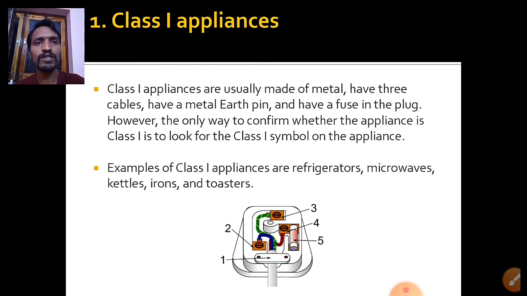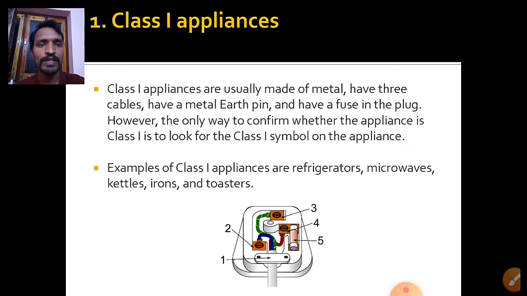Let us know about what class 1 appliances are. Class 1 appliances are made of metal and have three cables, a metal earth pin, and a fuse in the plug. This type of class 1 appliance has a metal frame, usually made of metals, and has a 3-pin plug. The top one is the earth pin, and also a fuse is inbuilt in the plug.